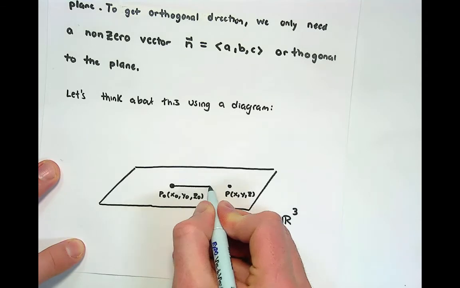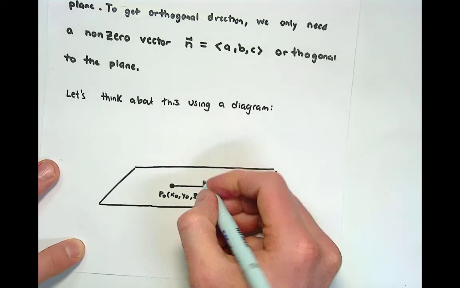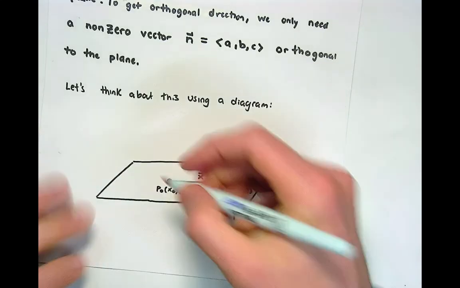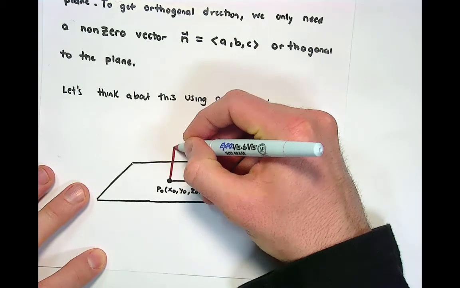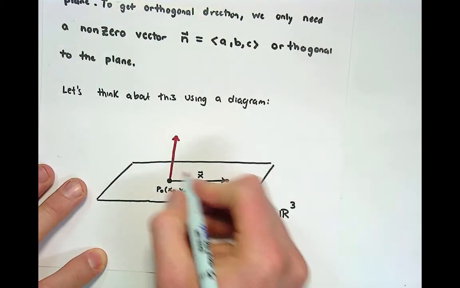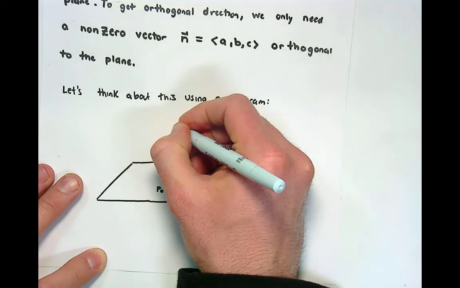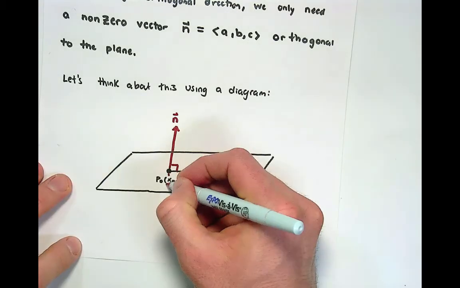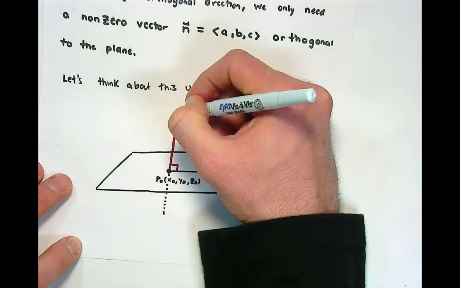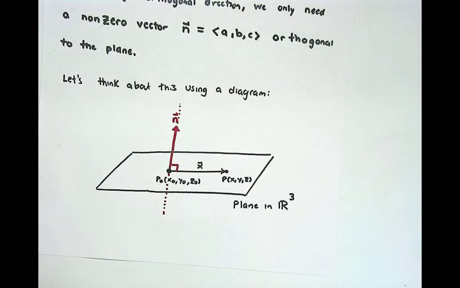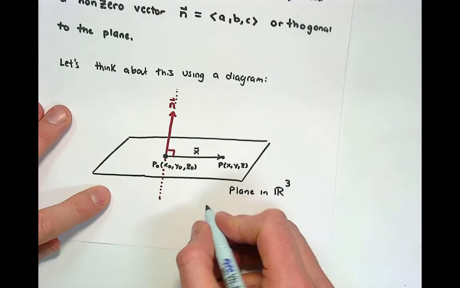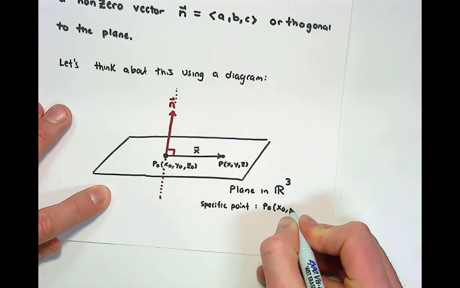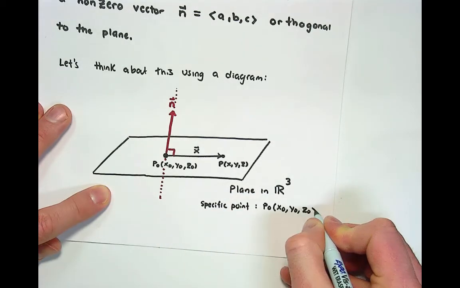We'll call the vector connecting our specific point to any point, we'll call that vector x. When we define this plane, we'll think about collecting all points p of x, y, z such that the corresponding vector x from p naught to p is orthogonal to n, where n is any vector pointing in the normal direction. So in this case, we want to have a specific point on the plane, p naught, which has three components, or coordinates, x naught, y naught, z naught.